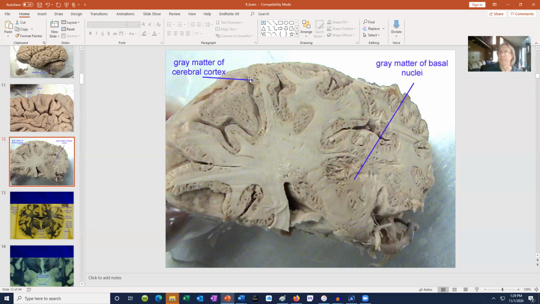Notice that the majority of the gray matter of the cerebrum is in the outermost couple millimeters in what's known as the cerebral cortex. Just like the cortex of an apple, it's just that thin outer red superficial covering. Here, the cerebrum has a very thin cerebral cortex, but it is here where most of the gray matter is. So this brain is not stained, and you can see the difference between the white matter where the axons are and the gray matter where the soma are.